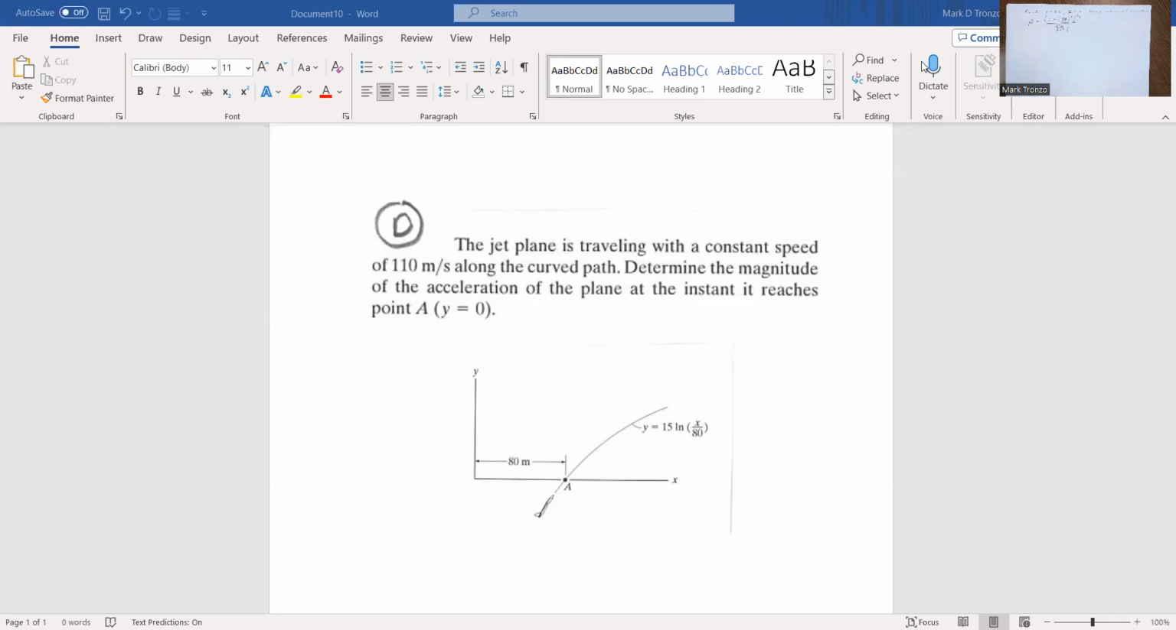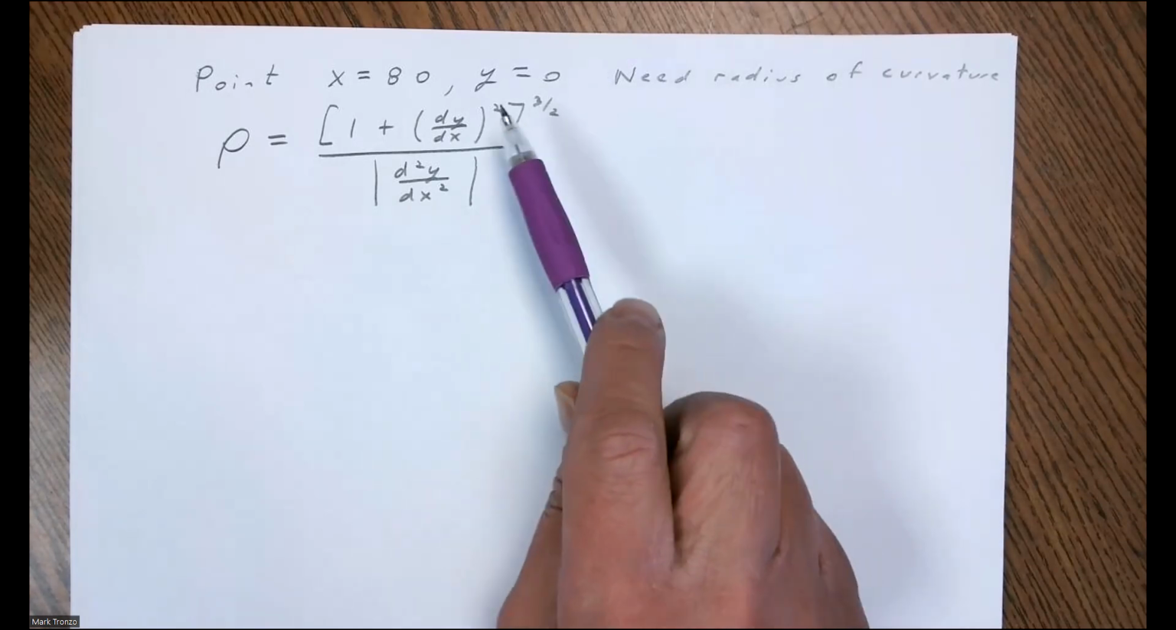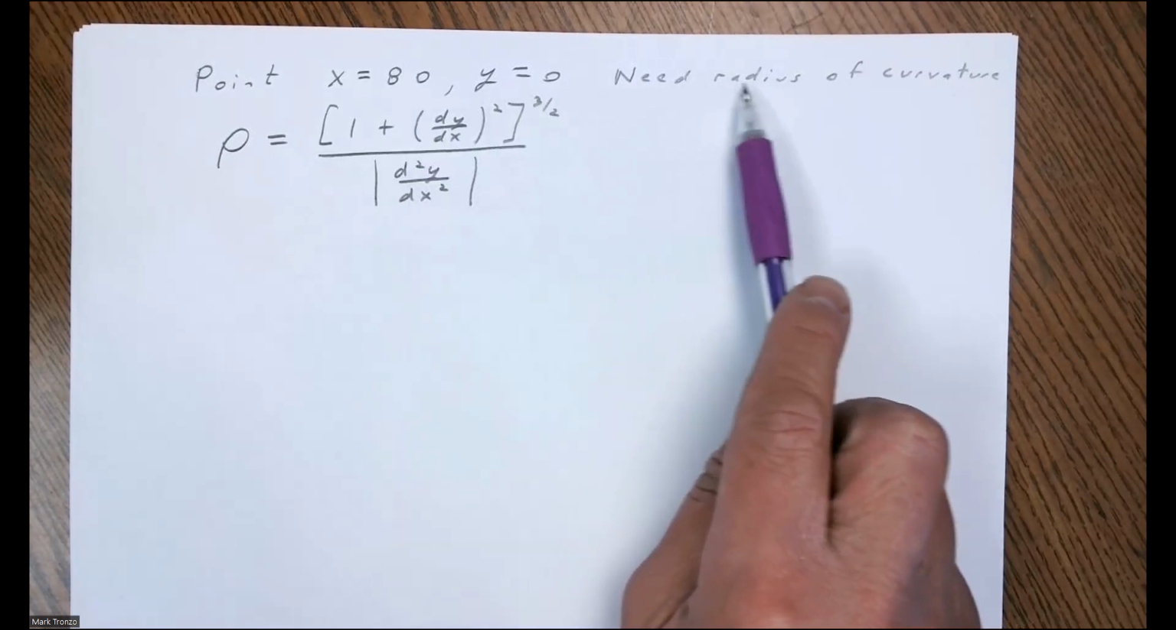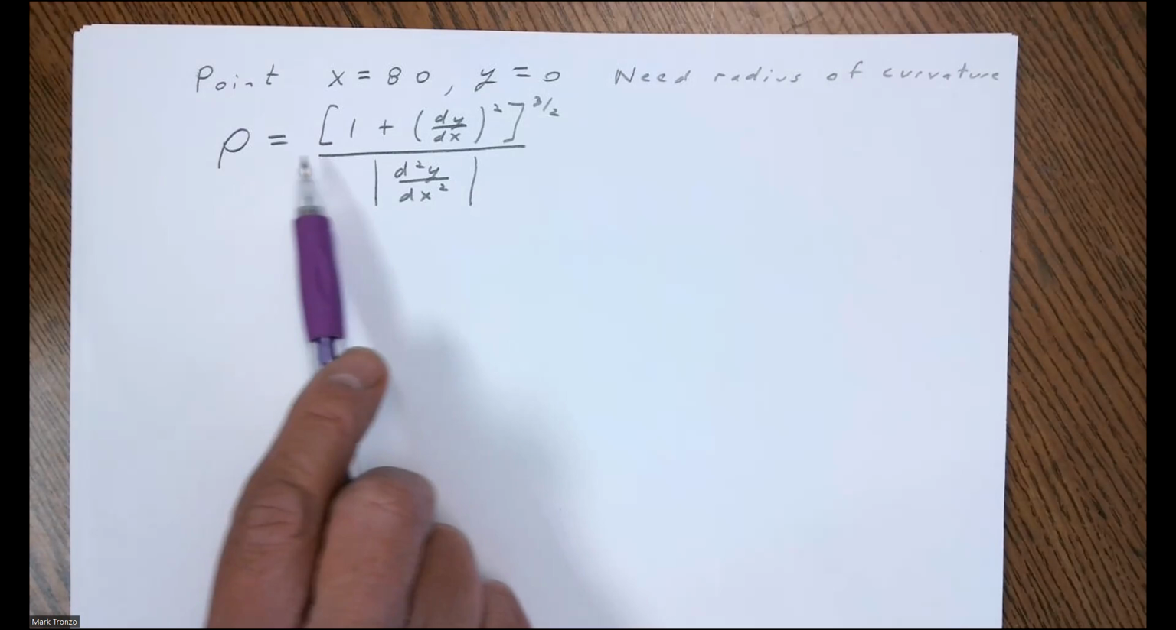Now, you can also see from the picture that at point A, x is equal to 80. The equation for the curve is given there: y = 15 log of x over 80. So let's take a look at this problem. We're going along this curved path, so we're going to need to calculate the radius of curvature at the point we're interested in. The point is x equals 80, y equals 0. The radius of curvature is usually represented by rho and calculated this way.